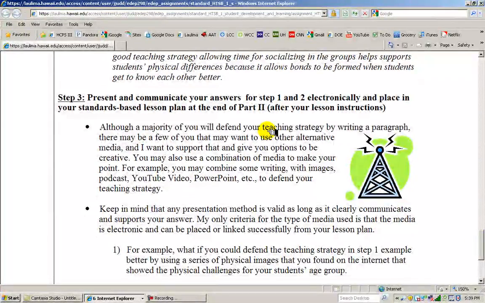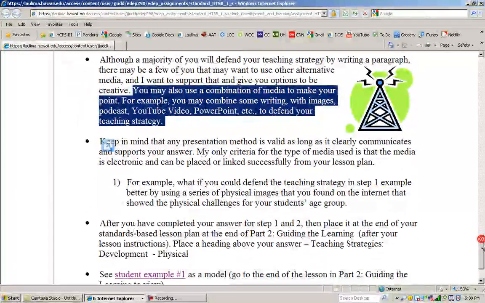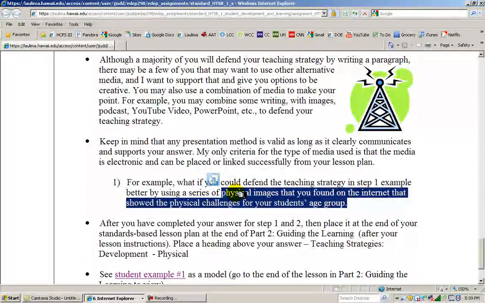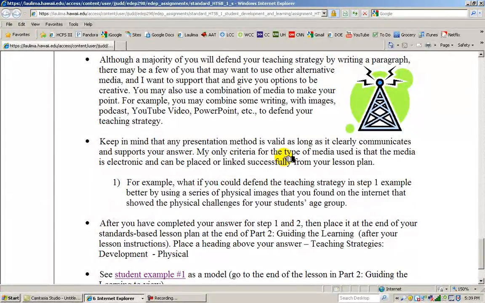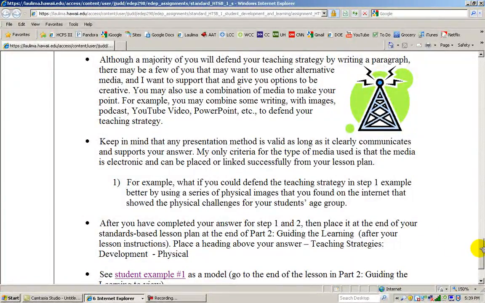Then present and communicate our answers for step 1 and 2, describe and defend, electronically. Again, you can use text, but I always encourage the use of multimedia. If you could find, for example, a series of physical images on the internet that show the physical challenges of your student's age group and explain that briefly, it'll keep you from having to write too much.